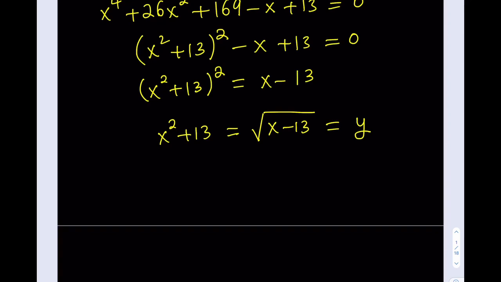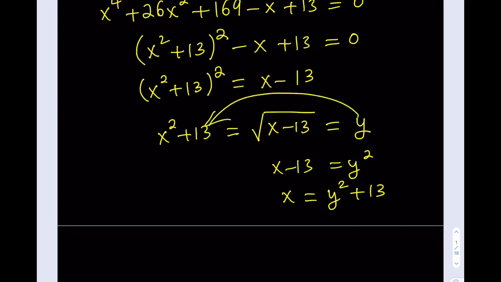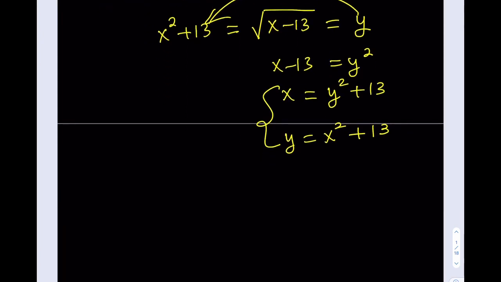Okay, so from the second part of this equation, I get x minus 13 is equal to y squared if I square both sides. And then if I add 13 to both sides, I'll be getting x equals y squared plus 13. Awesome. Now this is one of the equations that I get, but indirectly I also get something else, which gives me y is equal to x squared plus 13. Beautiful. Now if I take this as a system, I'm going to be getting something real nice. You'll see in a little bit.